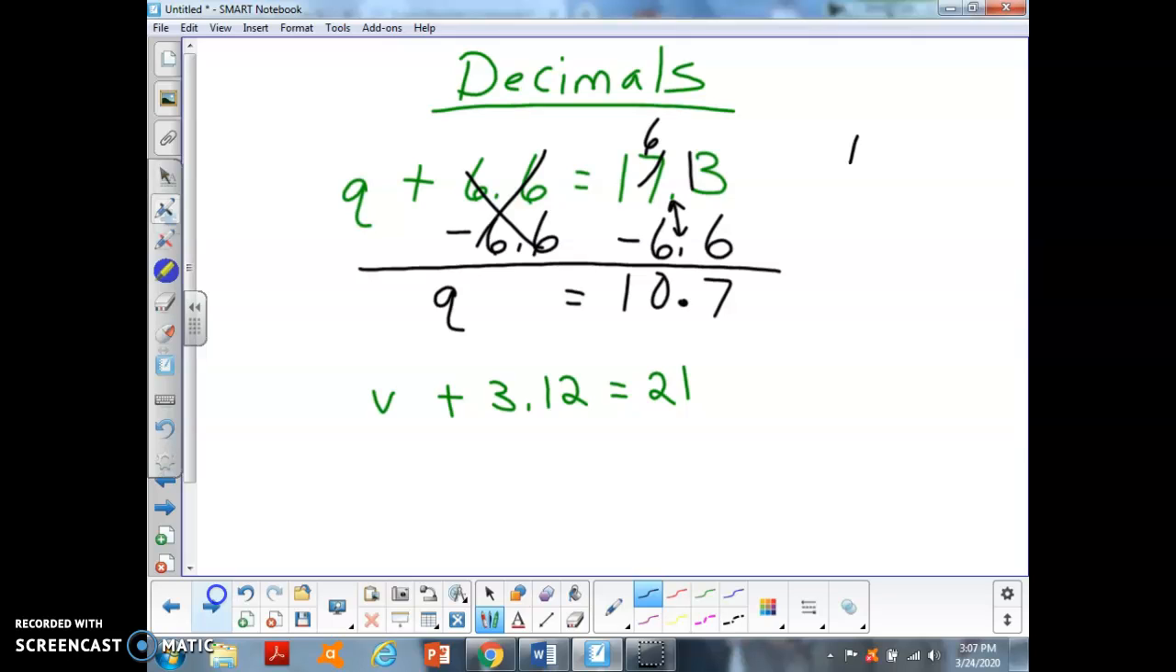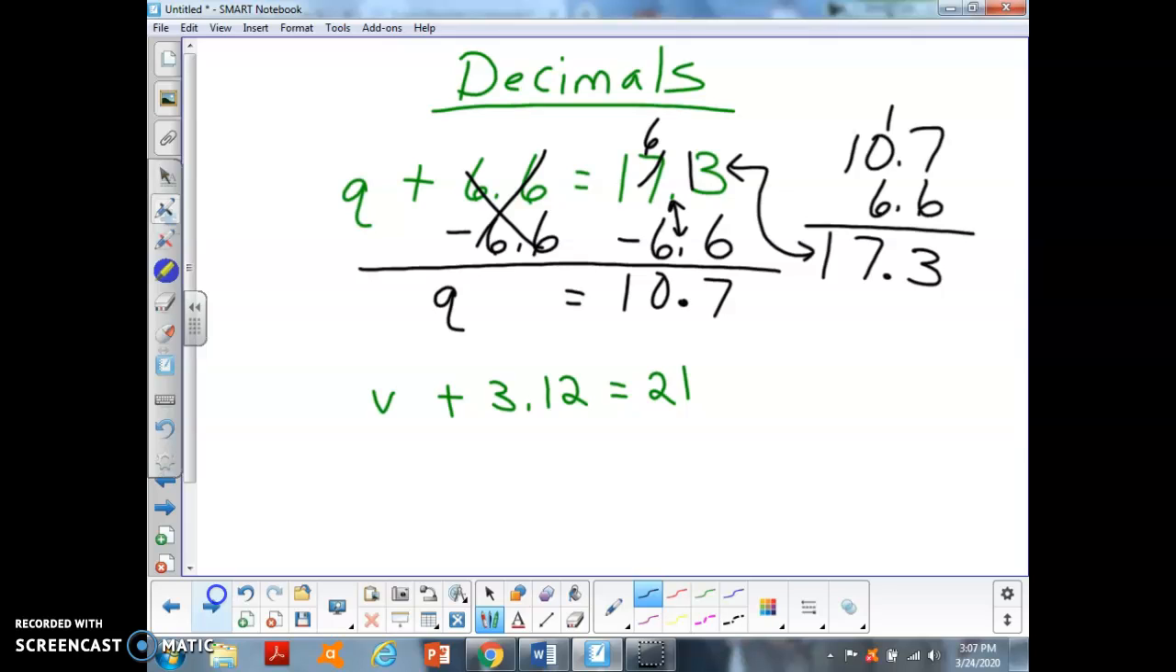Let me check it. 10.7 plus the 6.6. Lining up my decimals. Move the decimal in. Yes, it is correct. Q does equal 10.7. Second one, subtracting a decimal when it's a whole number on that side.